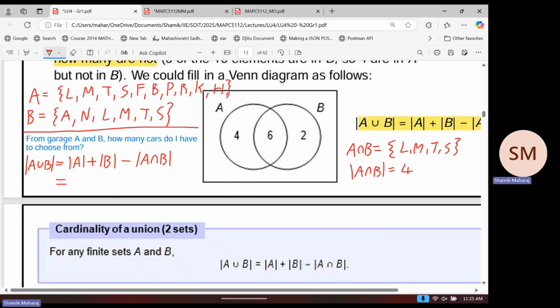The cardinality of A is, what did we put? 10 here. 2, 3, 4, 5, 6, 7, 8, 9, 10. So that's 10. Cardinality of B is just 6. So add those together and then subtract the common elements. Subtract 4. That will give you the number of options that we have. Right? So it's going to be 16 minus 4, which is 12. You have 12 cars to pick from.